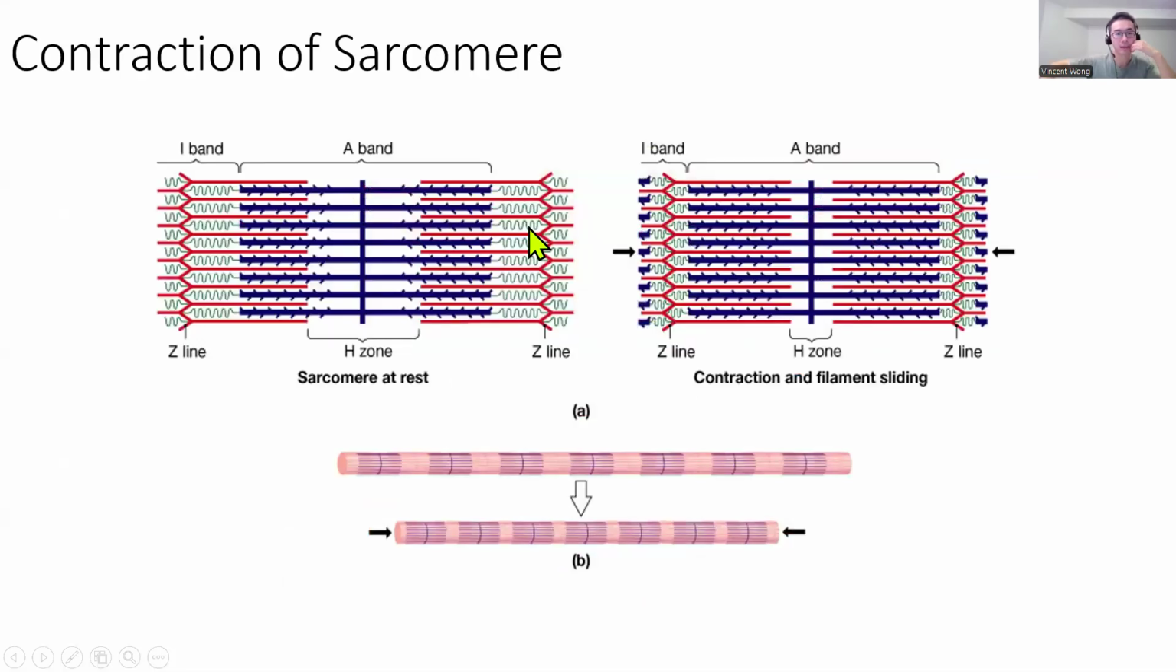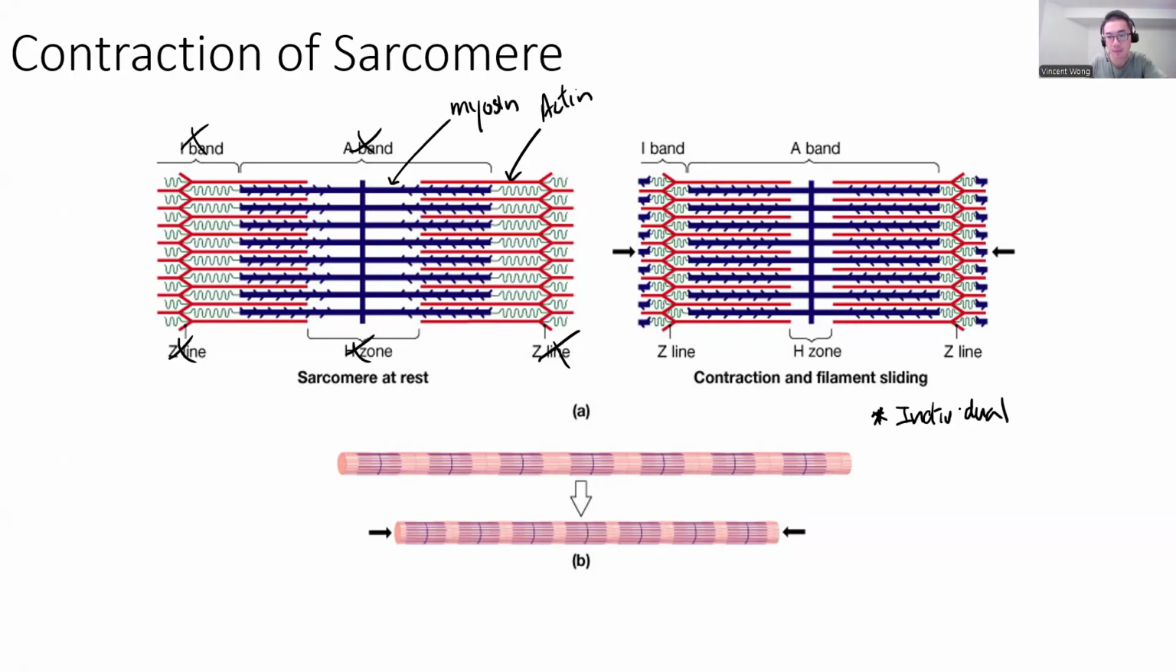Over here, you can see once again the darker ones. That's the myosin, and there are multiple heads. I only drew one because it's easier. And these red ones are the actin. Never mind the A band, I band, H zone, Z line. You don't have to know them. It's already very complicated. But once they pull on it, you can see the overlapping increases.